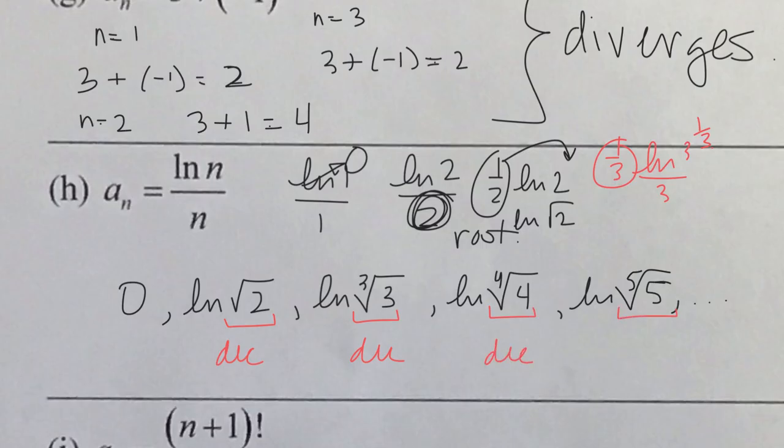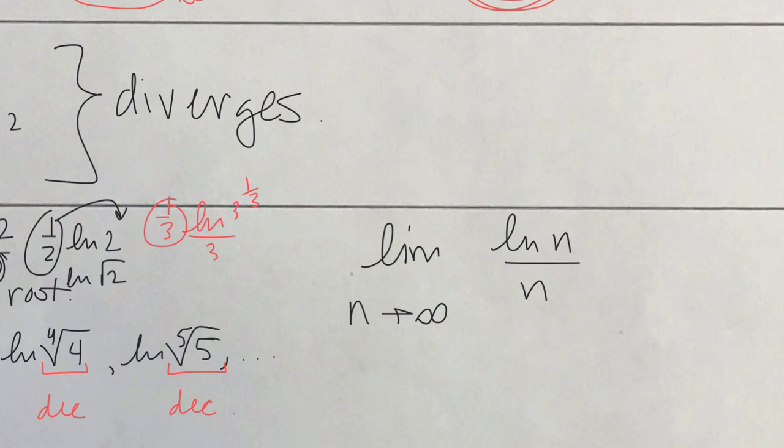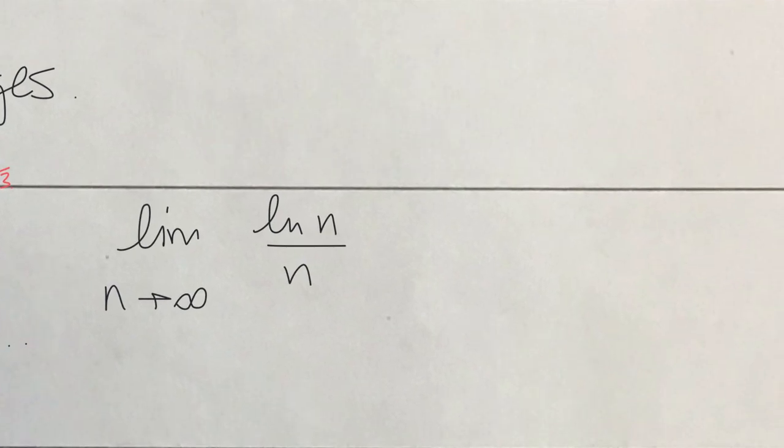The question is, are they getting bigger or are they getting smaller? Well, I don't even know. But let's do what we did above and find the limit as n goes to infinity of natural log of n over n. Okay, we want infinitely large values of n. So that becomes the natural log of infinity over infinity, which is an indeterminate form. So we can take the derivative and apply L'Hopital's rule.